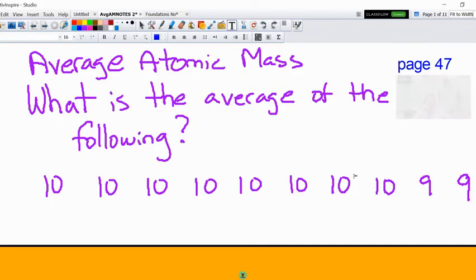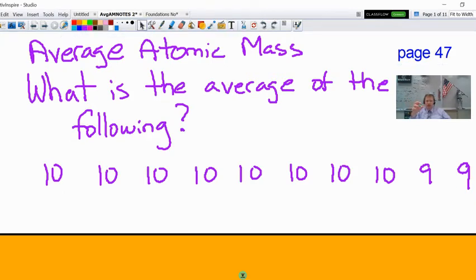So now if you flip to page 47, we're going to talk about average atomic mass and how it's really a weighted average instead of the average you're used to. Like if someone asked what's the average of the number 10 and the number 9, it is 9.5. It's right in half of the two. But what if they said, what's the average of 10, 10, 10, 10, 10, 10, 10, 9, 9? That average has to take into account that the number 10 is occurring a lot more than the number 9. You give the number 10 more weight, a greater factor in the calculation.